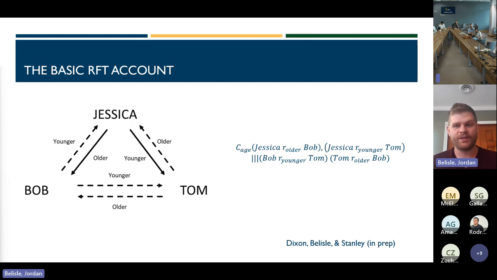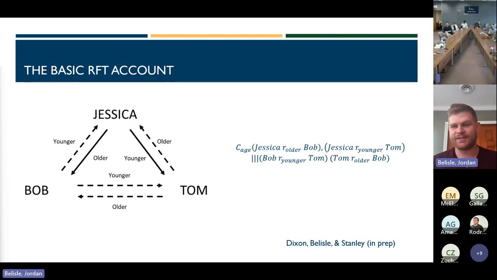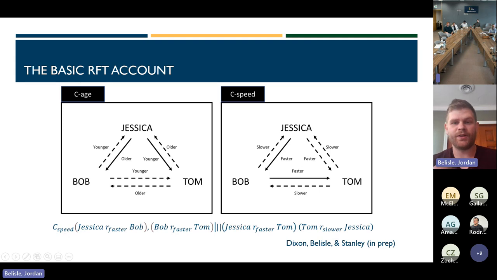Oftentimes, meaning is derived. For example, given knowledge that Jessica is older than Bob and younger than Tom, we might derive that Bob is younger than Tom and Tom is older than Bob. This can be expressed in technical notation, as in the context of age. We know the relationship between Jessica and Bob and Jessica and Tom, and therefore can derive the relationship between Bob and Tom. However, age is not likely the only way that these three people can be related.